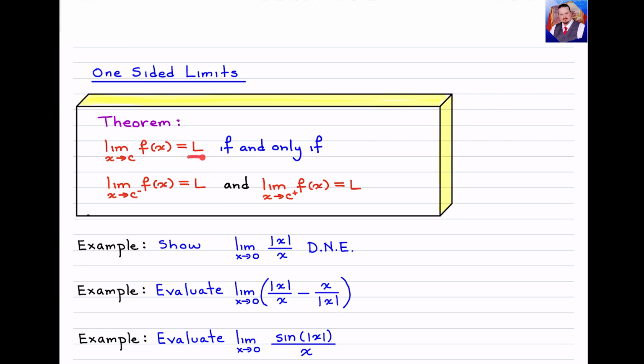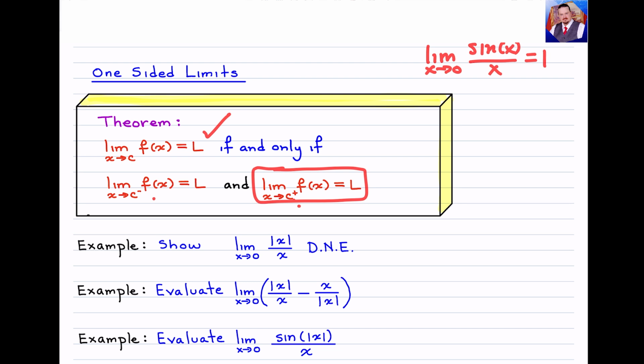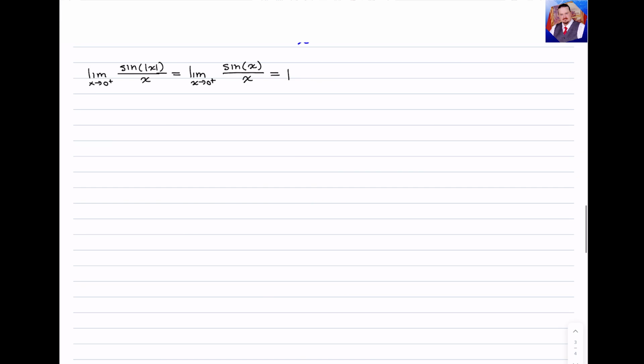Since the full limit is 1, here's how it would look. All right, we know that the full limit is 1 here. Therefore, the one-sided limits have to be 1. The limit from the right also has to be 1. And that's what I used here.